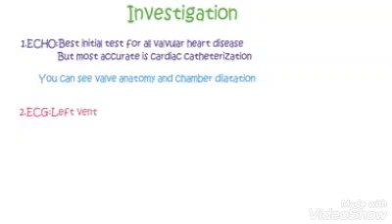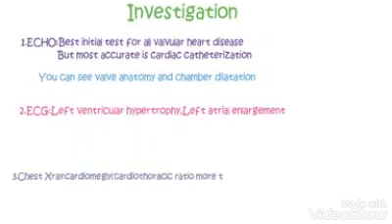ECG of mitral regurgitation patient may show left ventricular hypertrophy and left atrial enlargement. Chest X-ray. Chest X-ray of mitral regurgitation patient shows cardiomegaly. Normally, cardiothoracic ratio is 0.5. In mitral regurgitation, cardiothoracic ratio may increase. You can also see vascular congestion in lungs in case of mitral regurgitation.